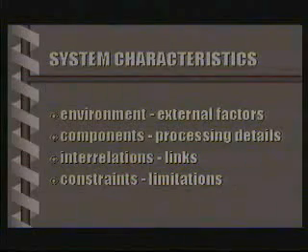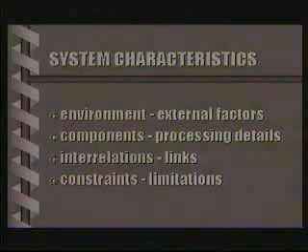After the boundaries, the next characteristic to consider is the environment, which is the external factors which are going to affect the system to make it either more or less difficult to perform. Next, the components. The components is the processing factors which transform an input into an output, and the interrelations are the links which combine or which connect 2 or more components together.